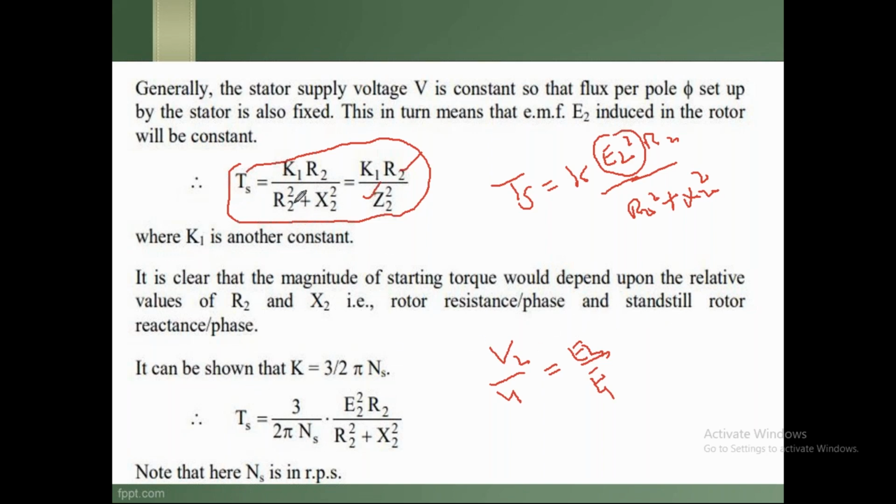So here this is the equation. Now, in place of the proportional constant K we can write 3 divided by 2 pi ns. This is the final equation of a three-phase induction motor at starting condition. Here the synchronous speed ns is in RPS, so we have to represent it in rotations per second.